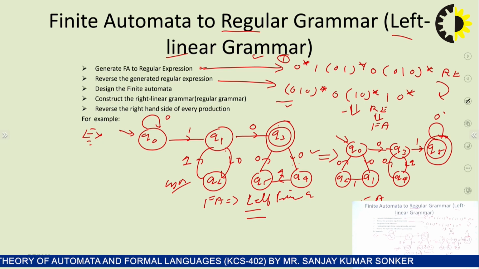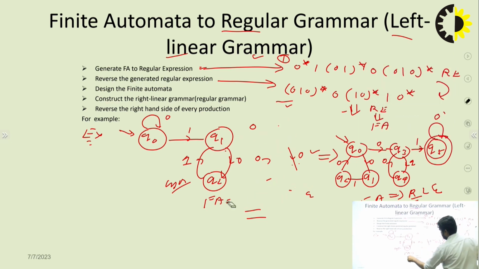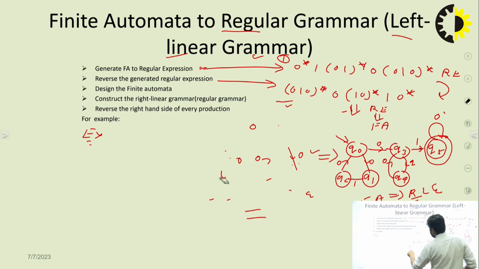Now, in the same way, we convert this finite automaton to a right linear grammar. It always converts to a right linear grammar. So we convert it to the right linear grammar. Observe it. The machine is here. Now we convert the regular expression.